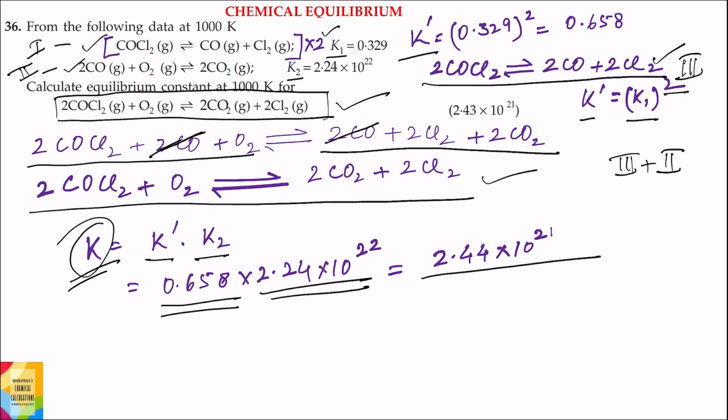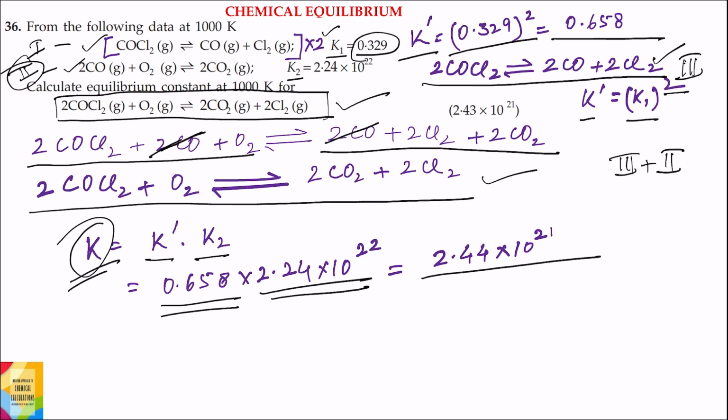K dash is equal to K1 square. The value of K1 is given in the question as 0.329. So K dash is equal to 0.329 whole square, which is equal to 0.658. K dash is the value of the equilibrium constant for equation number 3. K2 is the value of the equilibrium constant for equation 2.